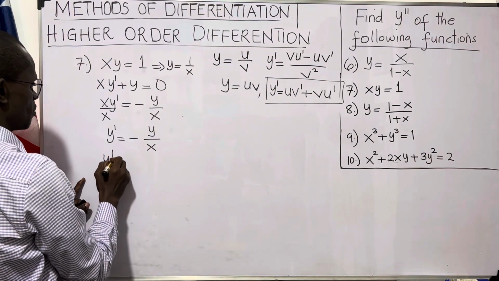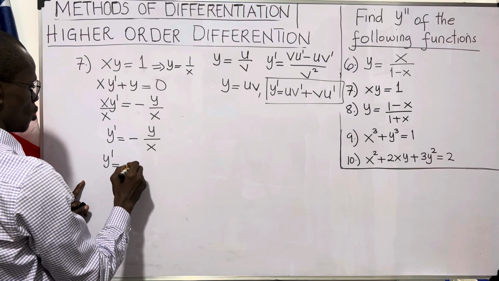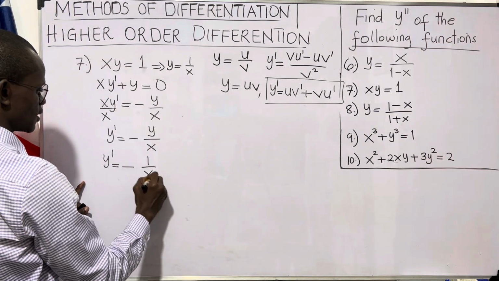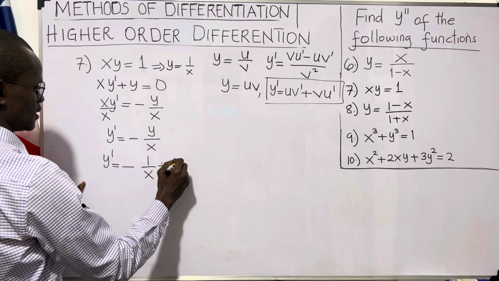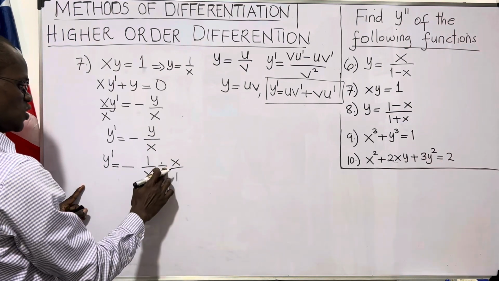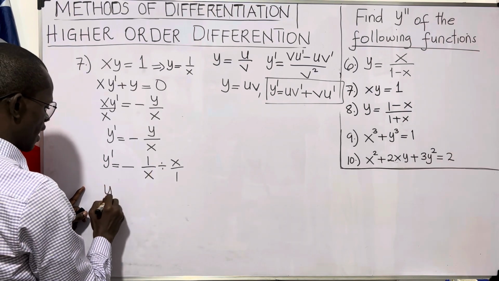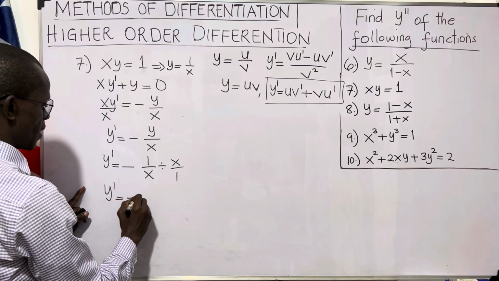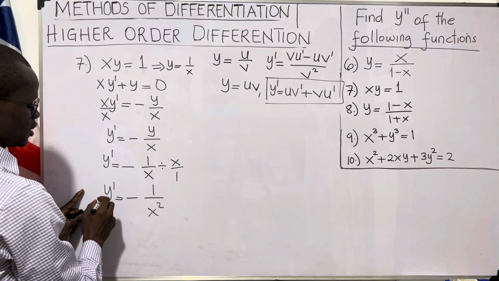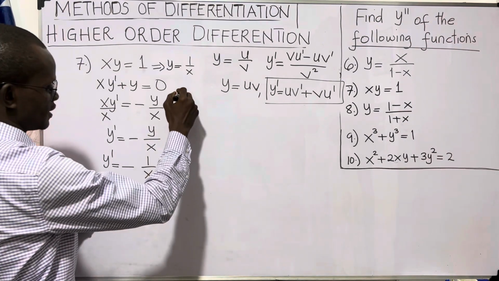So y prime gives us minus this y, which is now 1 over x, divided by this x. So if we reciprocate and change this sign to multiplication, we have y prime equal to minus 1 all over x squared. So this is our first derivative. We now find the second derivative.